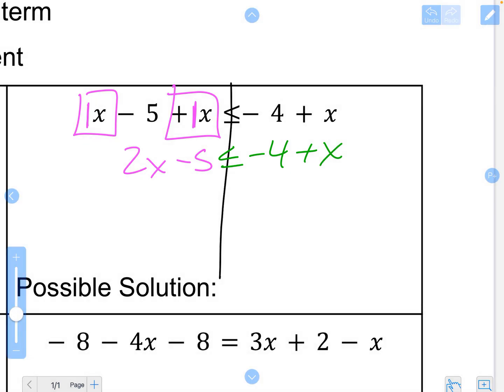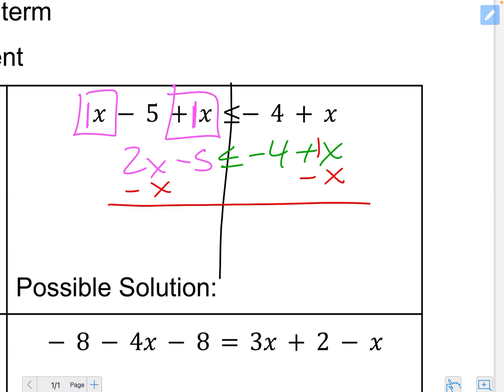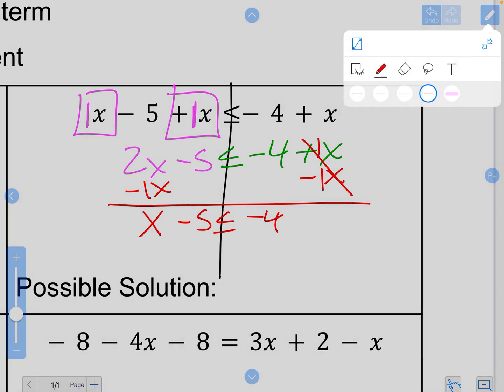So now I need to move my x terms to the same side. So I'm going to do the opposite. So I'm going to subtract 1x. And again, if you need to write that 1, write that 1. So 2 minus 1 is 1x. I'm just going to leave it as x, but if you need to write that 1, write that 1. Bring down my minus 5, less than or equal to negative 4, because my 1x is canceled.